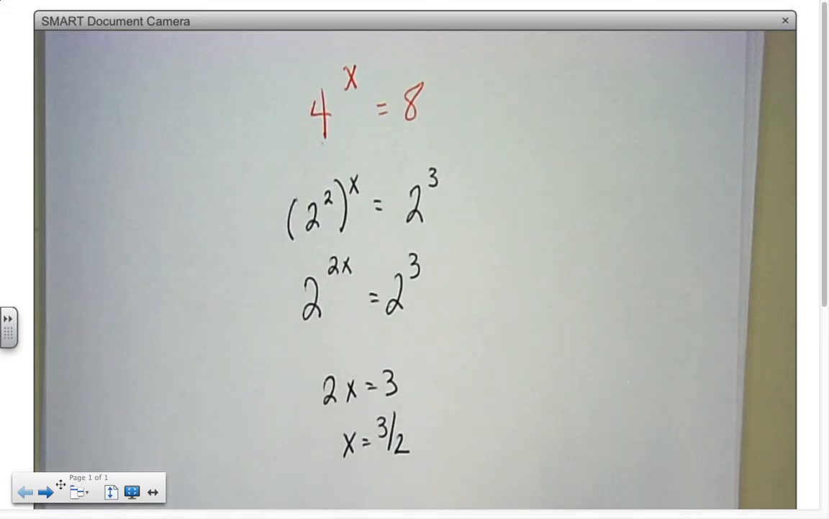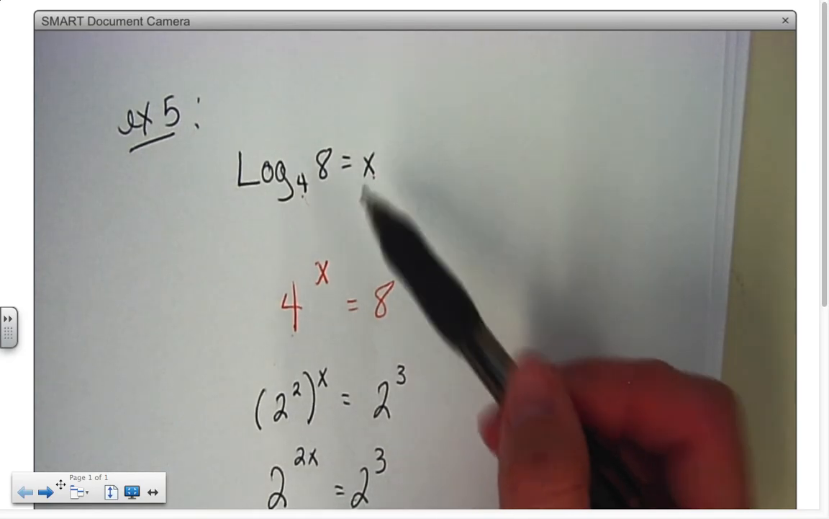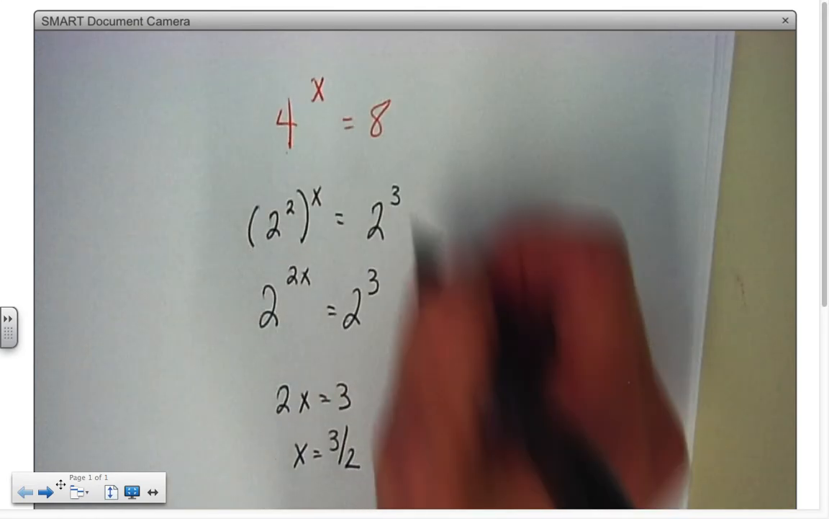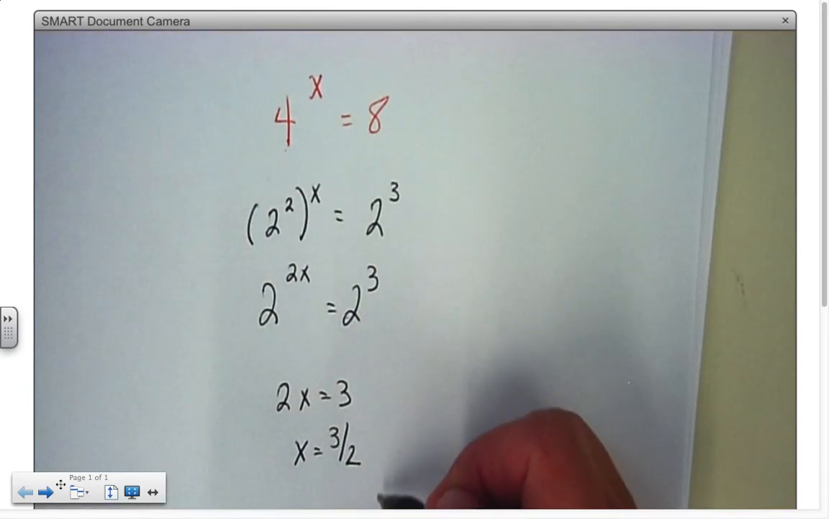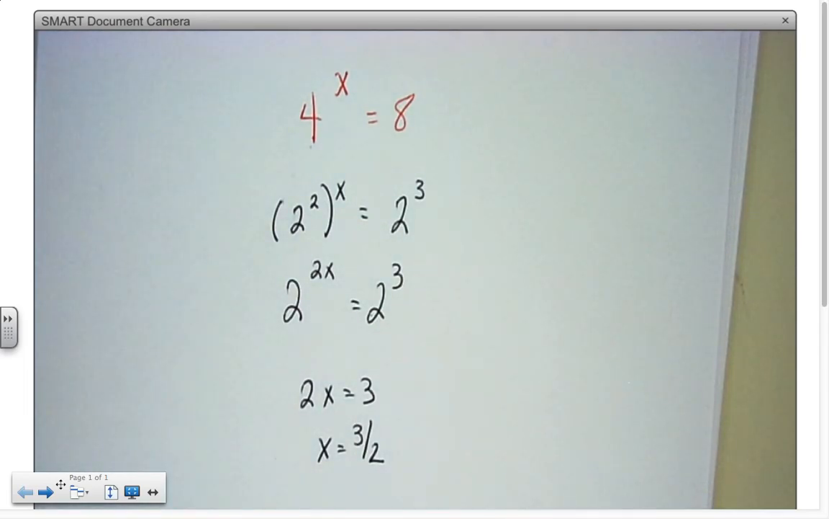By the way, all of these would be able to be checked in the calculator. If you went back to this very original and did log base 4 of 8, it should just give you 3/2 in the calculator. But at this point, I'm staying away from the calculator because you need to understand how to switch it and how to solve it. And then when you come into class, we'll talk about how the calculator would be able to support you with that.